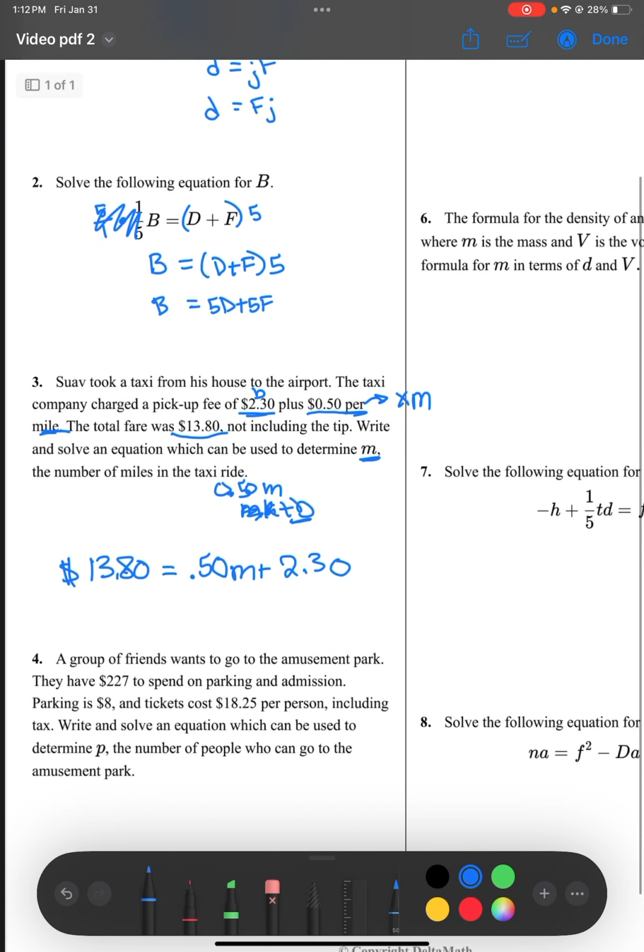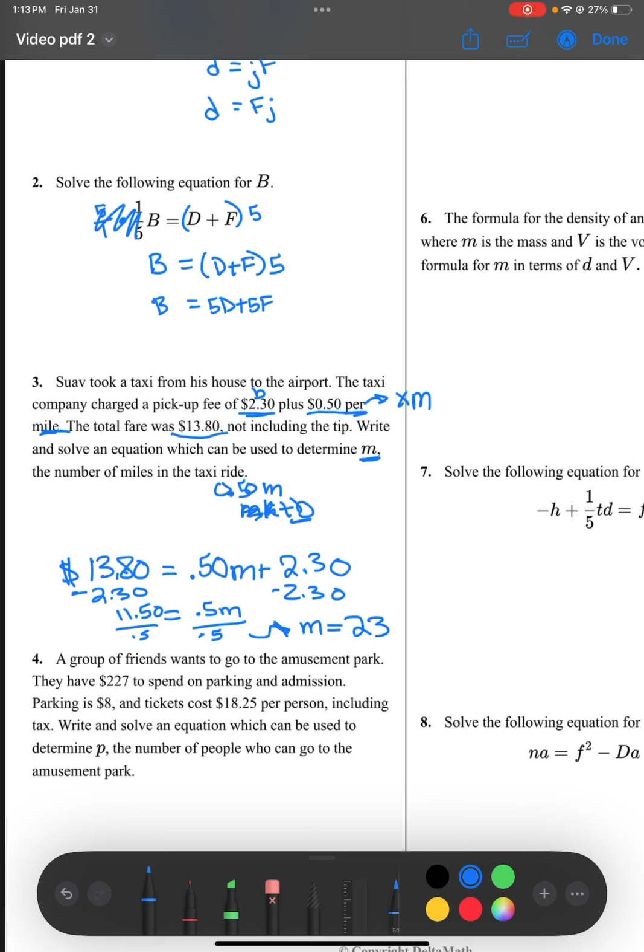And then we want to solve for M. We want to figure out how many miles they can ride. So by doing that, we subtract 2.30 from both sides. We're left with 0.5 times M, and then we're left with 11.50. And then when you divide by 0.5 on both sides, that's where you get M equals 23, or 23 miles, whichever way makes more sense to you.